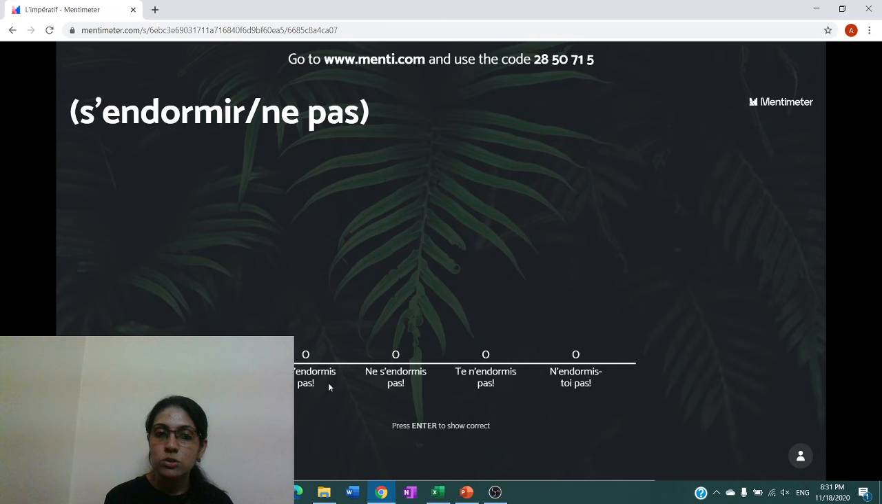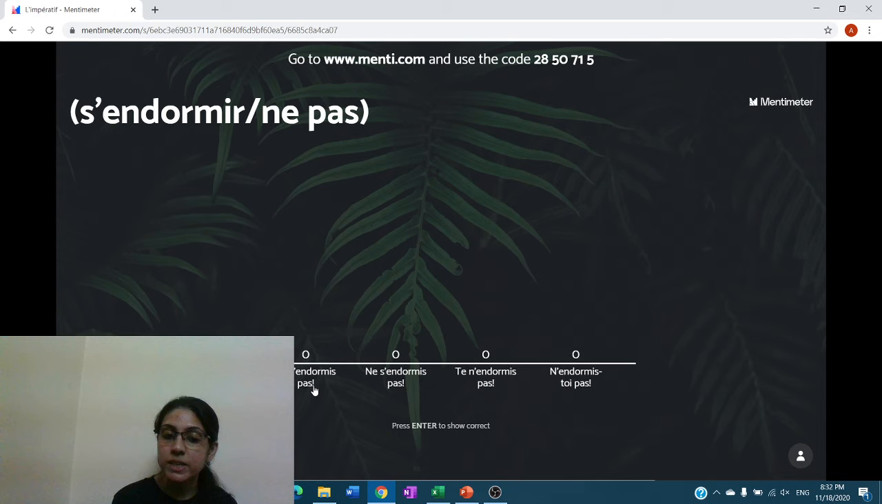Second option, ne s'endormit pas. S cannot be used because with il singular form we are not conjugating the verb. Ne t'endormis pas is the correct answer, which is the first one, because ne plus verb, and the object pronoun is placed before the verb. So ne t'endormis pas.